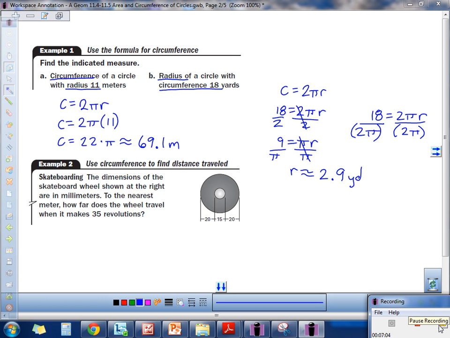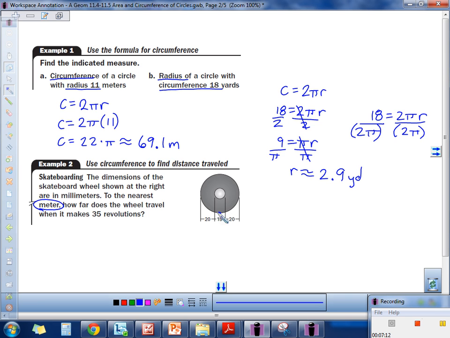On this next example, they say the dimensions of a skateboard wheel are shown at the right. They're in millimeters. To the nearest meter, be careful. They want their answer in meters. How far does the wheel travel when it makes 35 revolutions? So you need to think about it right now.